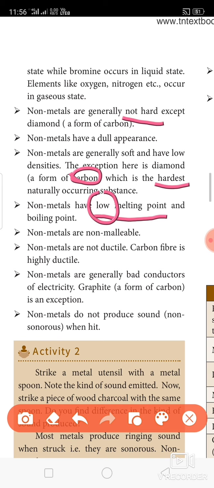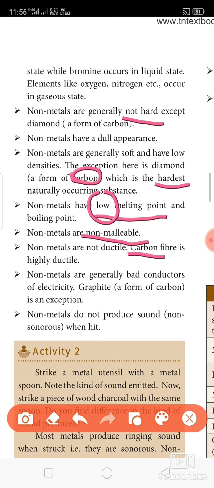Non-metals are non-malleable. Here we have seen metals have malleability. Non-metals are not ductile. Exceptional case is carbon. Carbon fiber is highly ductile. Other non-metals are not ductile.